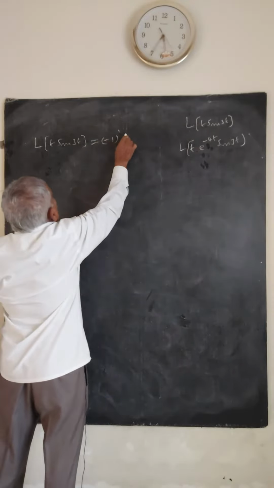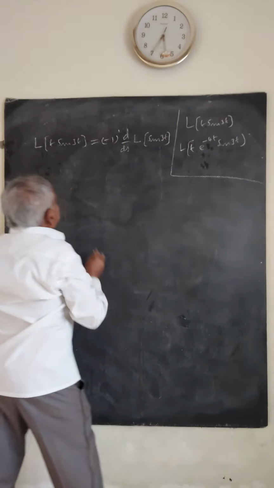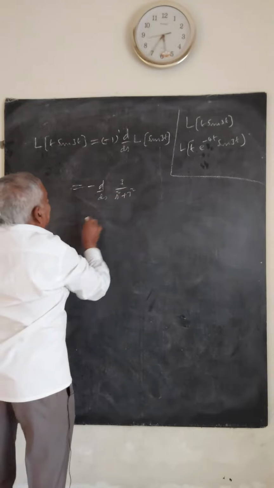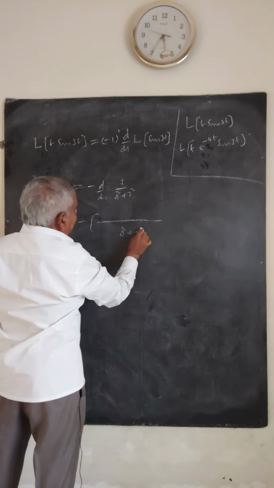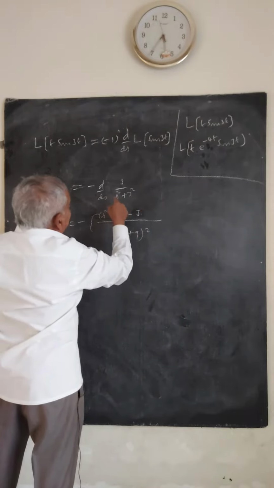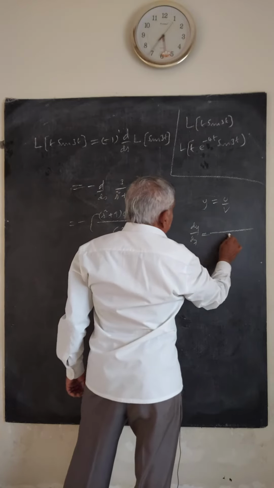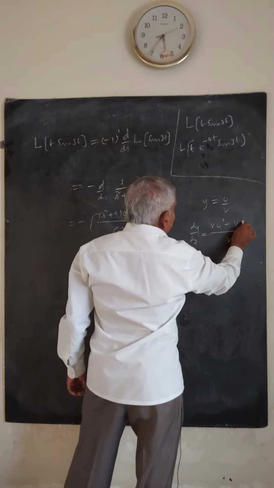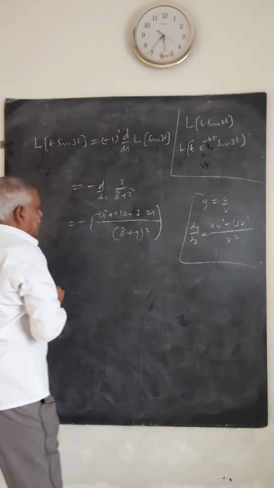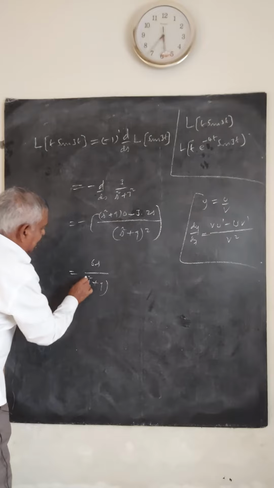Removing t, t power 1: minus d by ds of L of sine 3t equals minus d by ds of 3 by s square plus 3 square. Differentiating: 3 square is 9, so s square plus 9 whole square in the denominator; differential of 3 is 0, and 3 into differential of s square is 2s. The formula is y equals u by v, dy by dx equals (v u dash minus u v dash) by v square, the standard basic division rule. Therefore 0, this is negative, 9 positive, so 6s divided by s square plus 9 whole square.